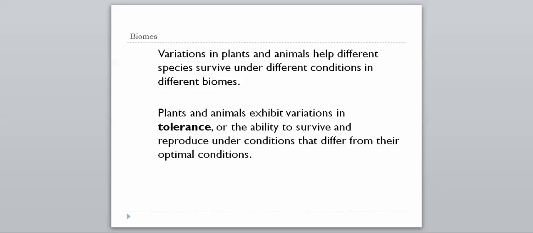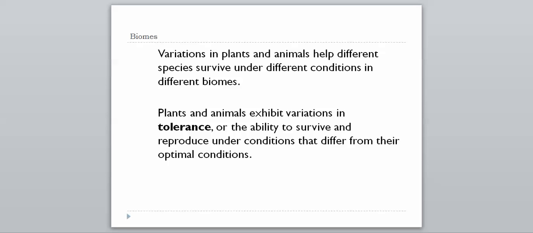And variations in our plants and animals will help different species survive under different conditions and in different biomes. Obviously our entire Earth is not the exact same everywhere, so different parts of our Earth are going to have different biomes, and therefore different plants and animals. And our plants and animals will exhibit variations in tolerance, or the ability to survive and reproduce under conditions that differ from their optimal conditions. So each animal can only display a certain amount of tolerance towards certain things.